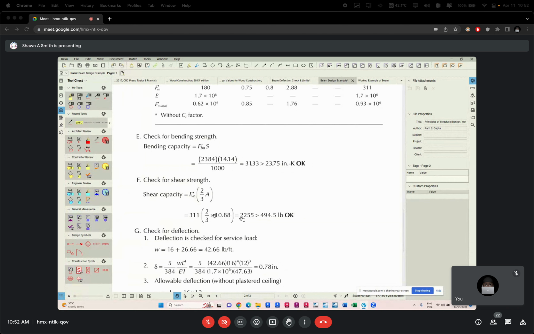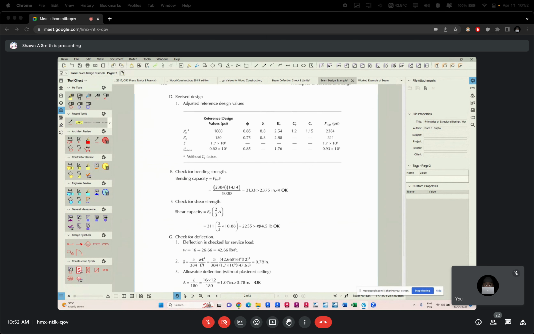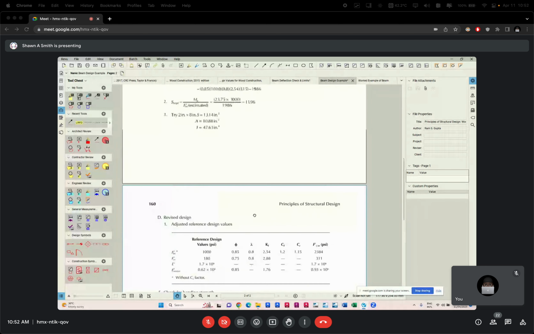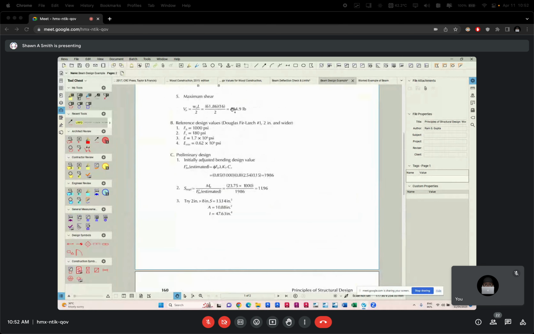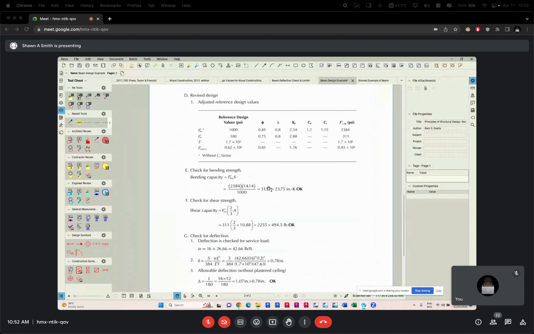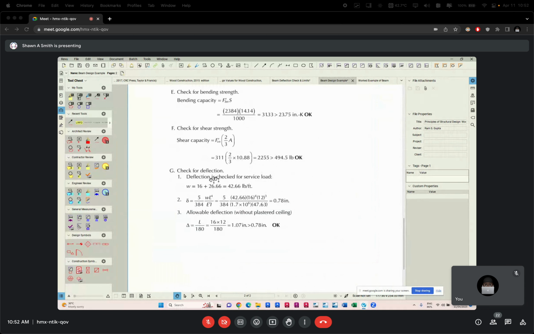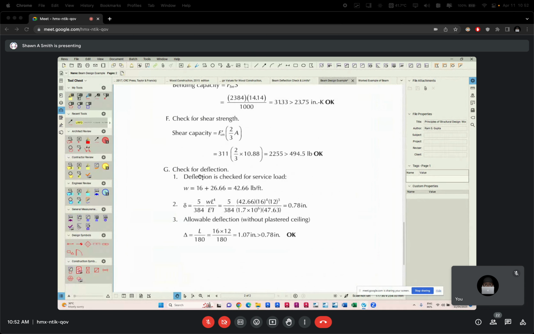And that gives you a shear strength, horizontal shear strength really, of 2,255 pounds as against 494 pounds from up here. All right. Ultimately, and that's what you do for beams really.